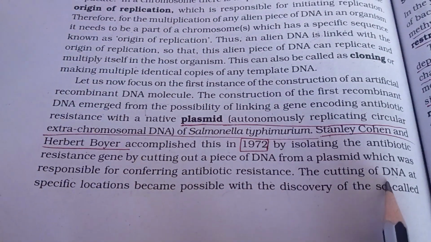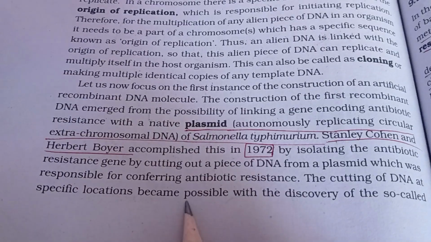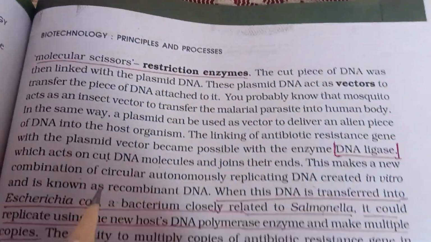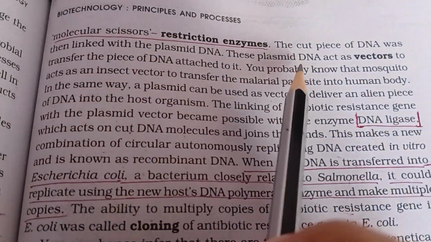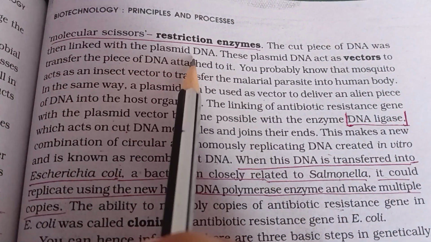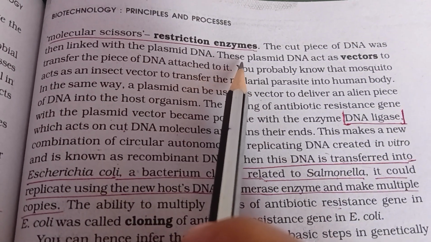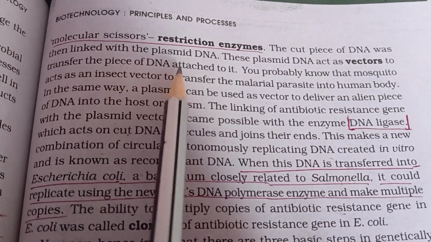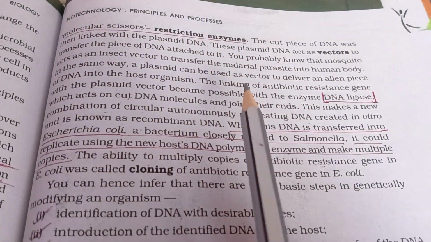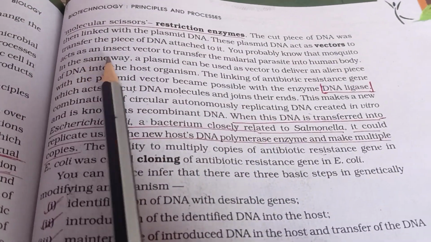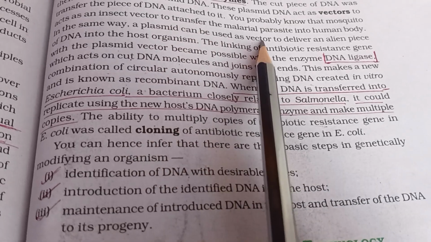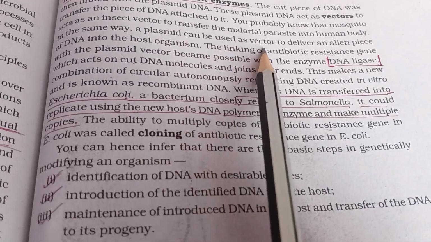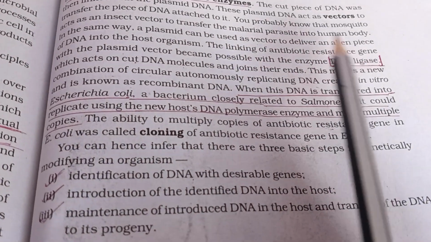So, the cutting of DNA at specific locations became possible with the discovery of the so called molecular scissors, restriction enzymes. The cut piece of DNA was then linked with the plasmid DNA. These plasmid DNA act as vectors to transfer the piece of DNA attached to it. You probably know that mosquito acts as an insect vector to transfer the malarial parasite into human body. In the same way, a plasmid can be used as a vector to deliver an alien piece of DNA into the host organism.